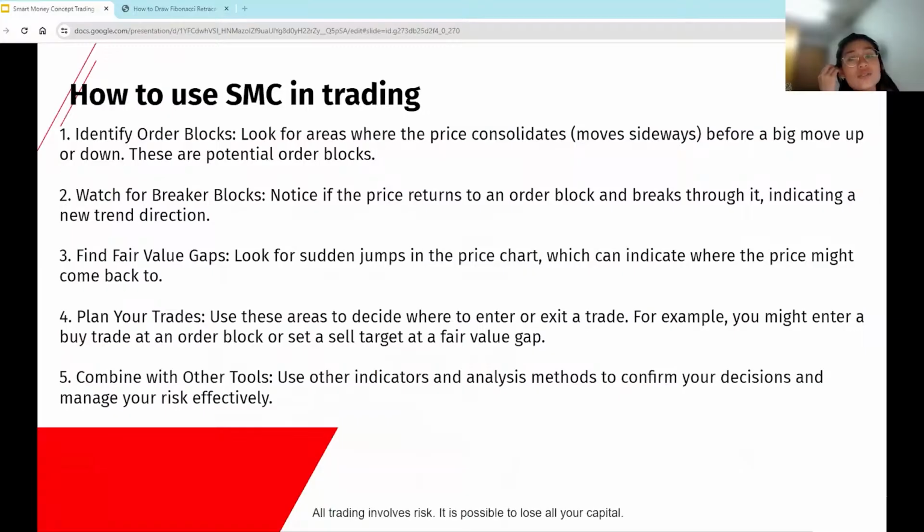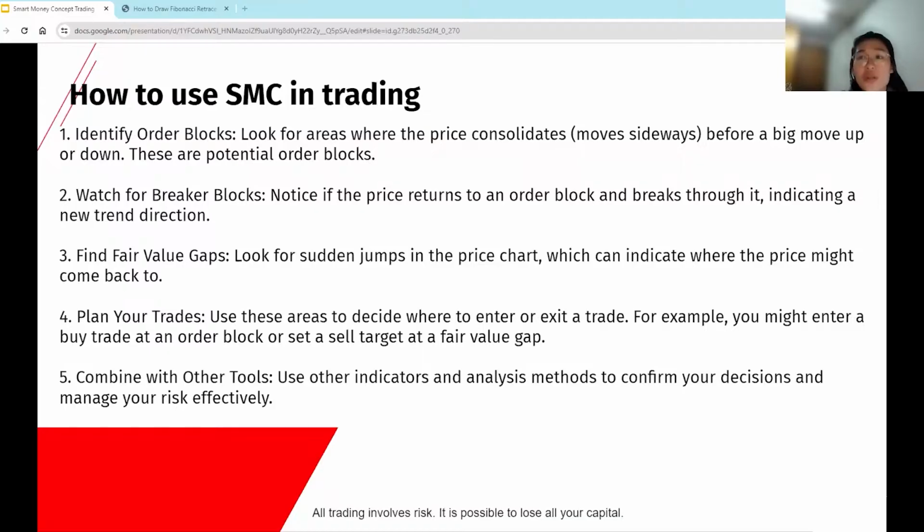Okay, so how to use SMC in trading. It's all about being able to spot these key areas on the chart and making decisions based off what we see. So here's just a simple plan that you can use. Firstly would be to identify order blocks. You want to look for areas where the price consolidates, which means moves sideways before a big move up or down. And these are your potential order blocks.